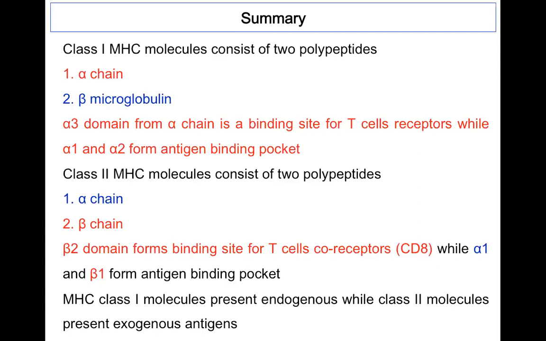MHC class 1 molecules present endogenous antigens, while class 2 molecules present exogenous antigens.